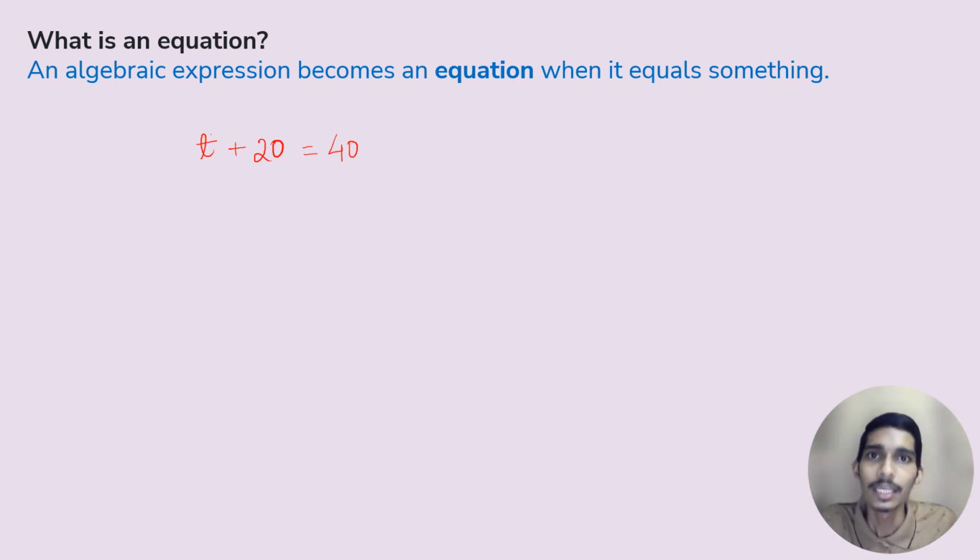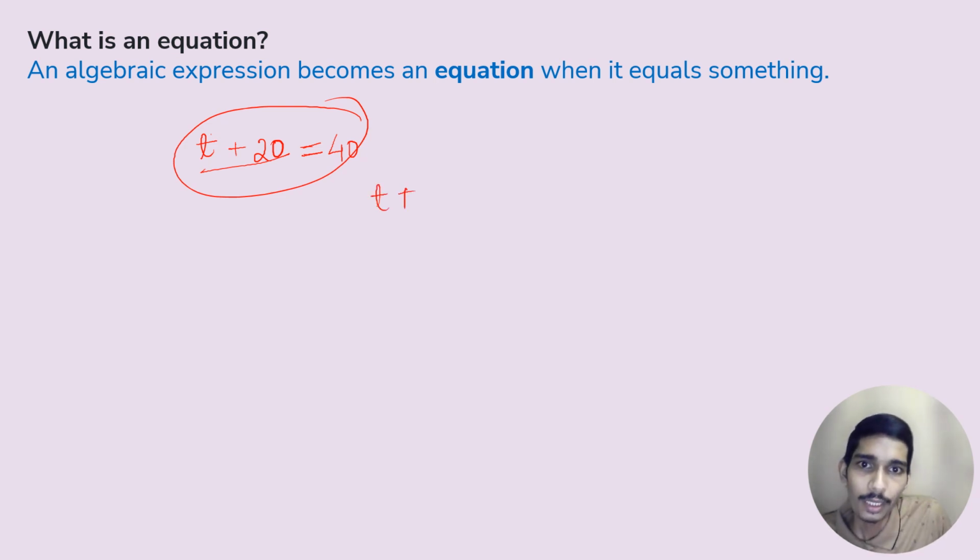If you add t and 20 together, you will get the answer 40. The combination of t and 20 will give me 40. So when this expression, t plus 20, equals something, some value, which will be given in the question, then you will say that this expression is now converted to an equation. When we solve the question, you will get a clearer understanding of it.